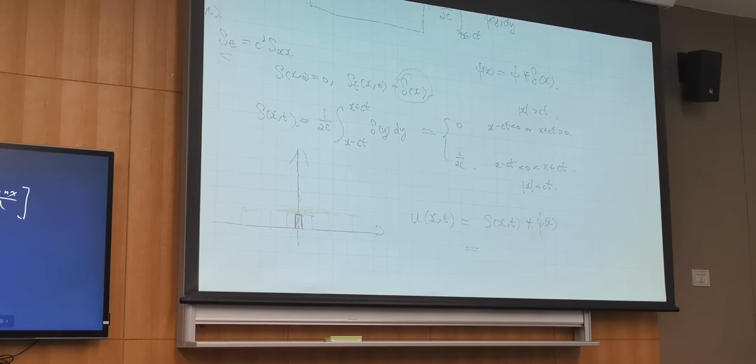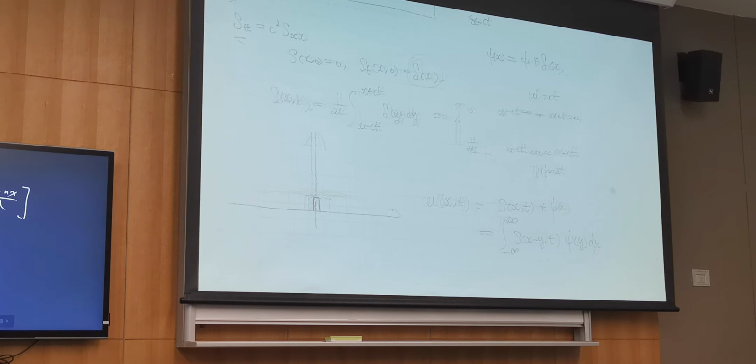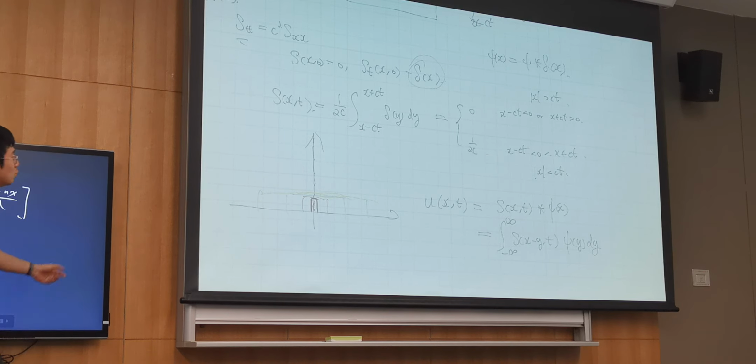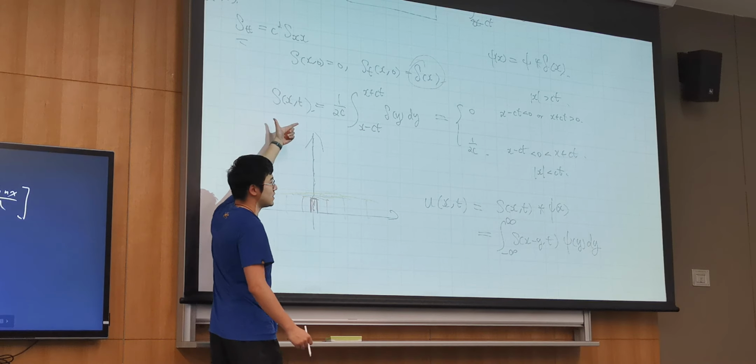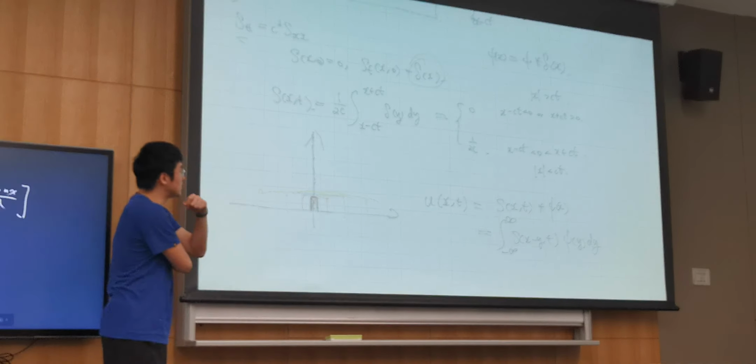This is a 1D convolution, the integral from negative infinity to positive infinity of S(x minus y, t) times phi y dy. What is that? We have just derived what S(x,t) is, right?